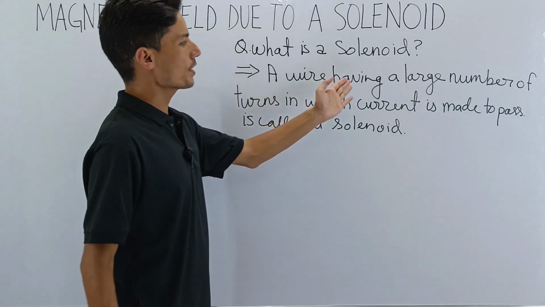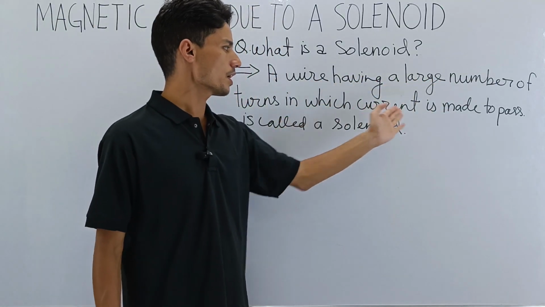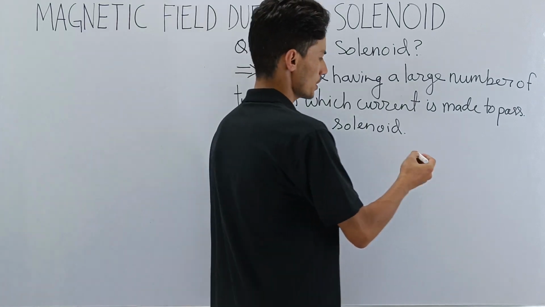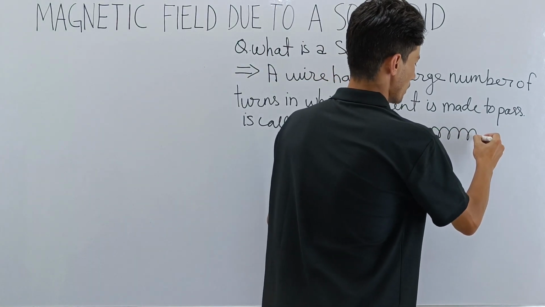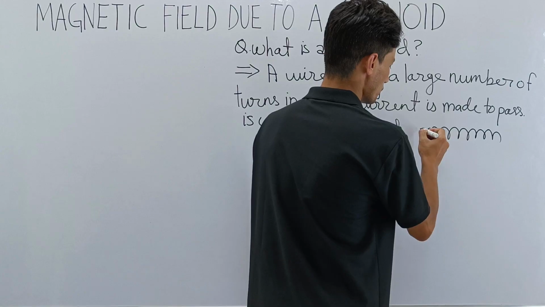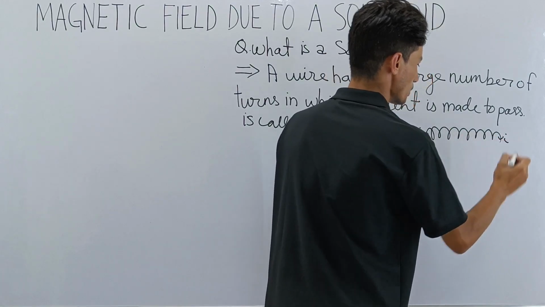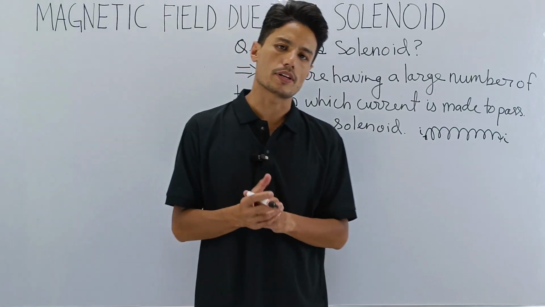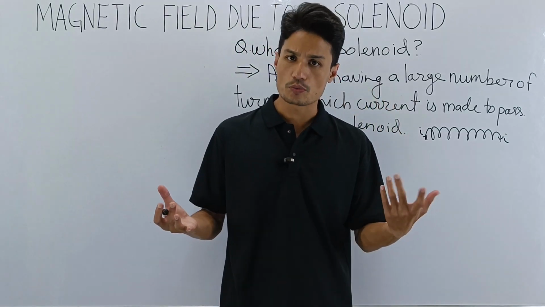So a solenoid is a wire having a large number of turns in which current is made to pass through. This is called a solenoid. Now, why do we study a solenoid? Very, very important. Why do we study a solenoid?